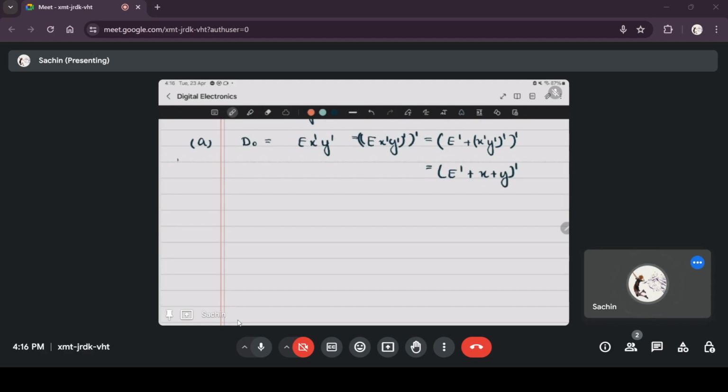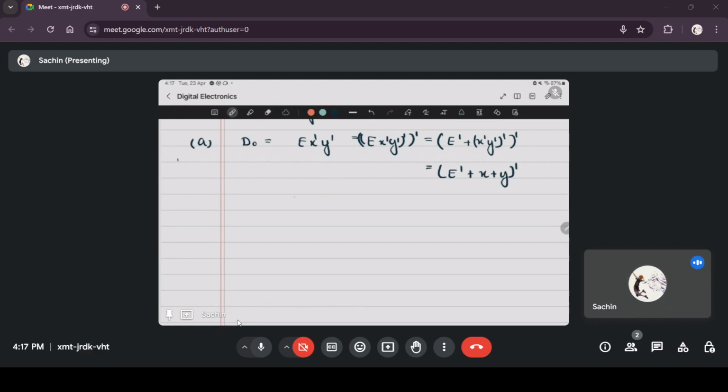Using NAND gates, this is the expression to get the circuit. You can get x complement and y complement using two different NAND gates: tying both inputs of one of the NAND gates to x will give you x complement, tying both to y will give you y complement. Then you use a 3-input NAND gate to get E x complement y complement, whole complement, and then you again do an inversion using one NAND gate.